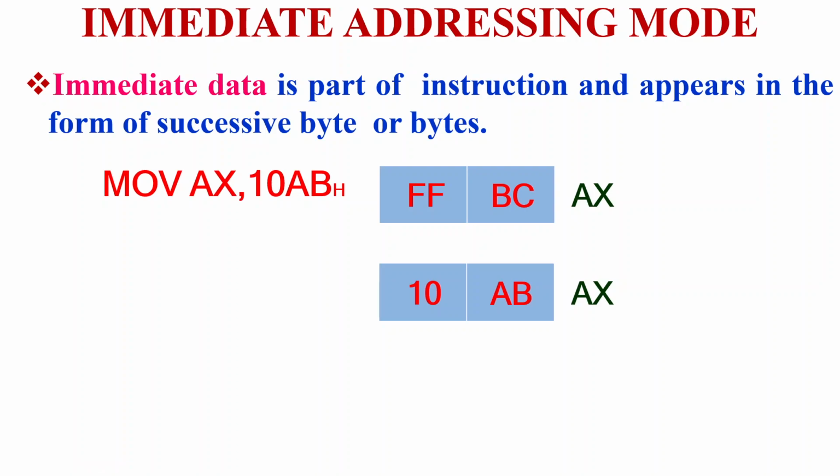So the type of the addressing mode is said to be immediate, since the data is available here in the instruction itself. Before executing this instruction, the content of AX has been taken as FFBC. When this instruction has been executed, the processor will replace the contents of AX with the data available in the instruction. So AL will be taken as AB, whereas the content of AH is replaced by 10.